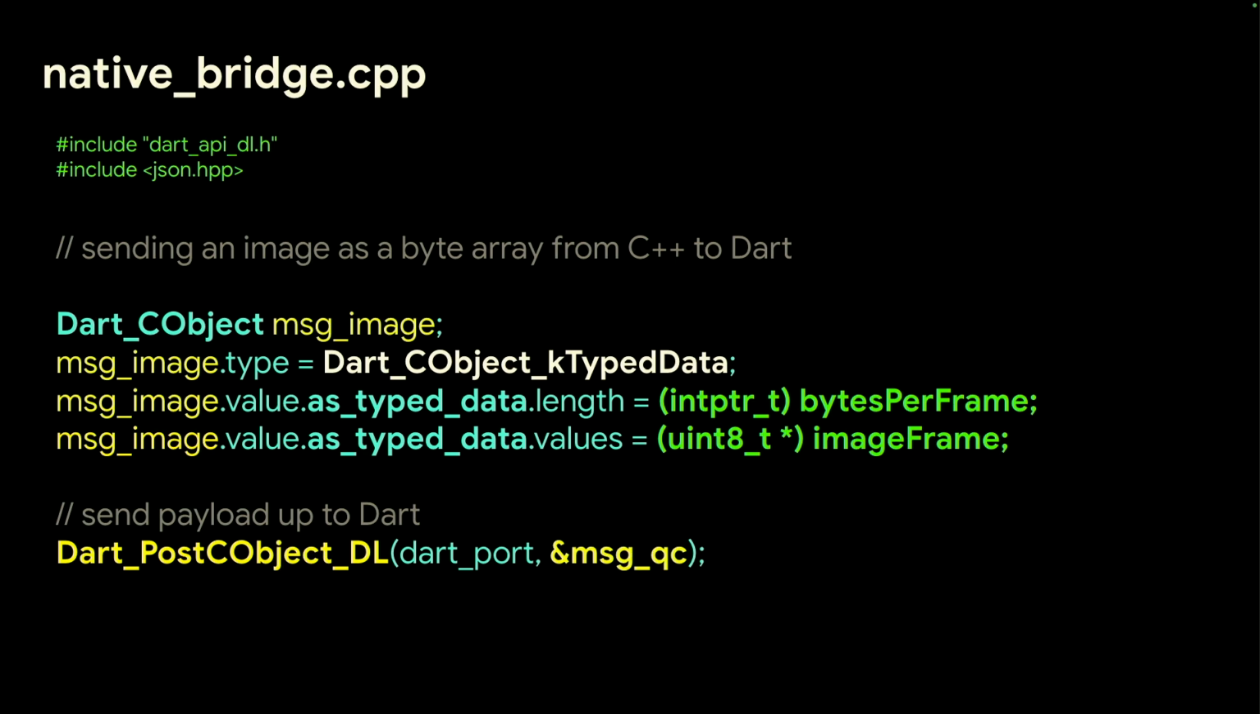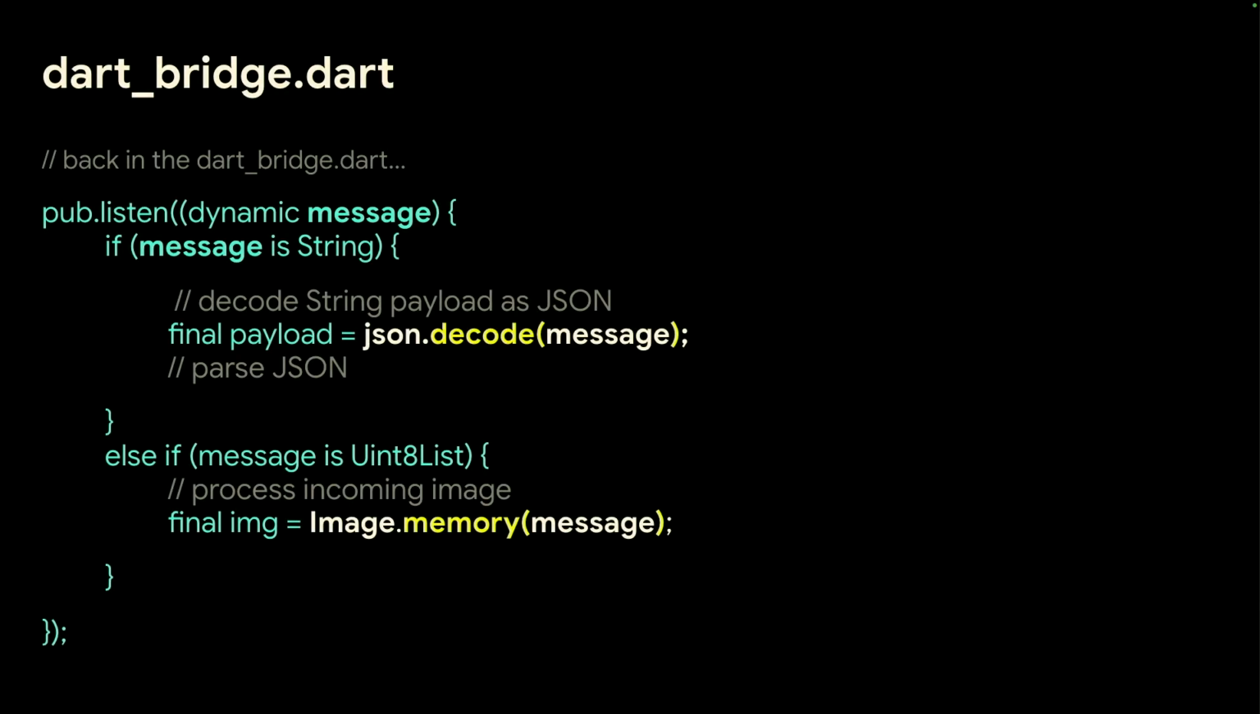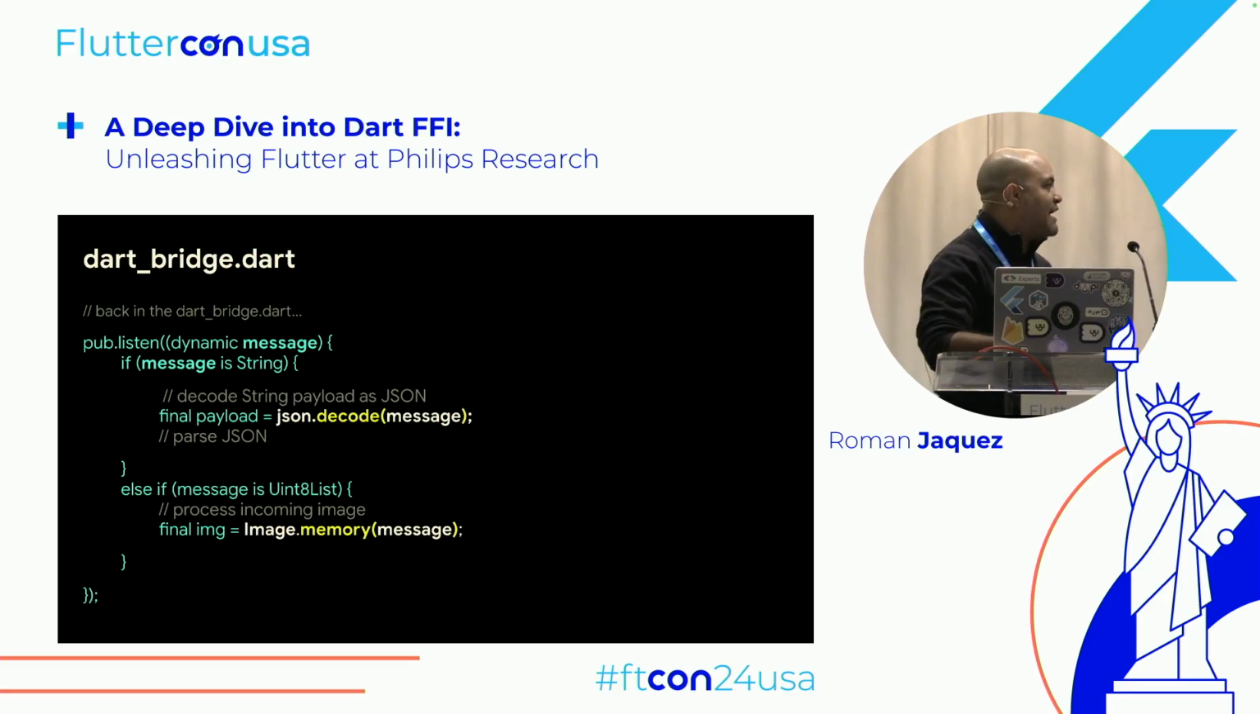This is me, for example, trying to send an image. Let's say you want to send an image from C++ to Dart. This is the way that you do it. You set it up as typed data using, of course, the Dart C object, again, that same type. You specify all of that, and then when you are in Dart, all you do is decode that value. If it's a JSON, like I mentioned here, you can just decode it, and you're good to go. And if it's an image, you can convert it to an image right away, and you can just consume the unsigned list of 8-bit values in there, and then you should be good to go.